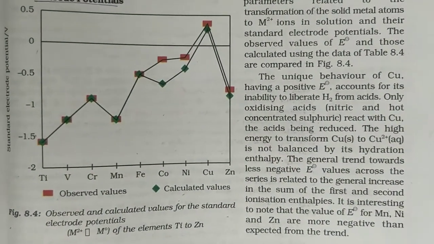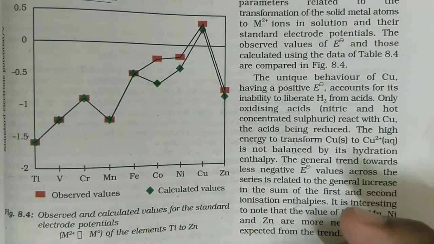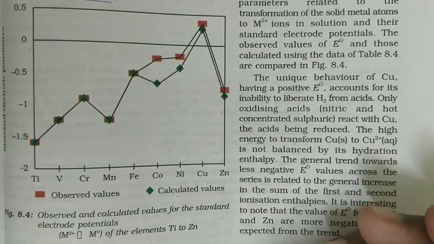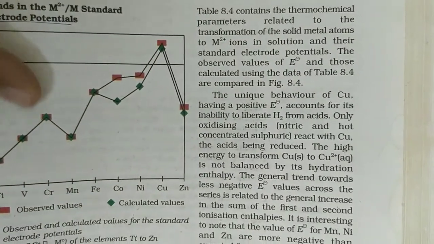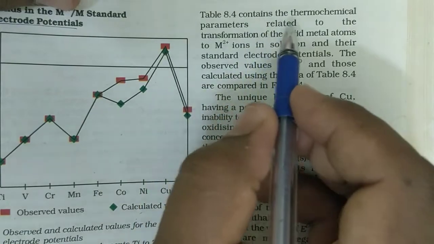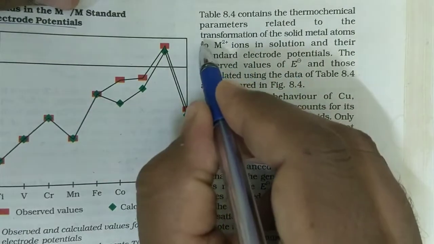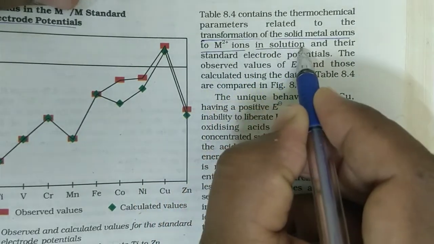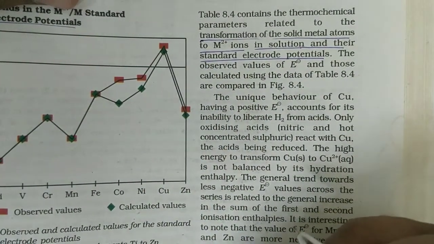And one more thing, this type of tabular column is very important. There is a chance to be asked in direct theoretical question, normal subjective question, or sometimes case-based questions also. So be careful and understand the things clearly. Let us see what are the things they gave. Table 8.4 contains the thermochemical parameters related to the transformation of the solid metal atoms to M+2 ions in solution and their standard electrode potential values. That only I told, metal is converted to M+2 ions.